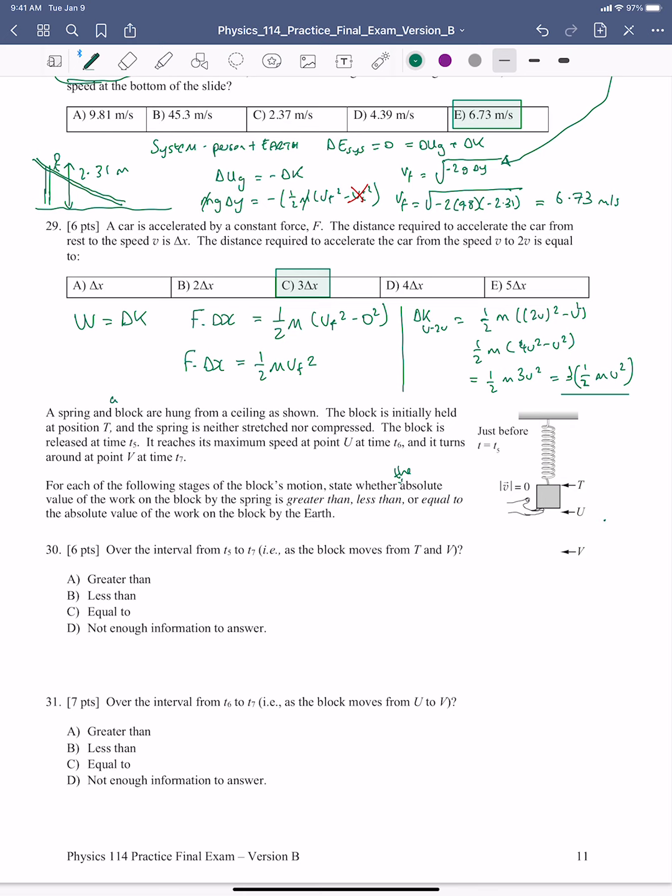Over the interval from T5 to T7, as the block moves from T to V, so as the block moves downward, once the block moves past point U, there's a force on the block by the spring that's pointing upwards, and there's always a weight force on the block by the earth downwards. From T to V, the displacement is downwards. So the work done by the spring is going to be negative because the force is upwards and the displacement is down.